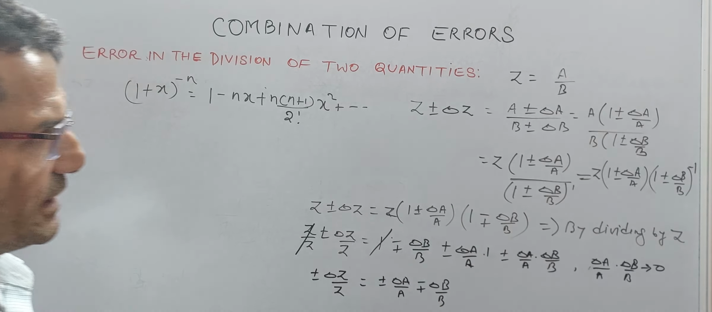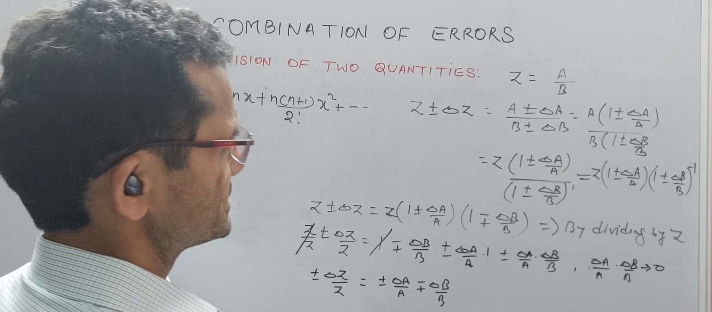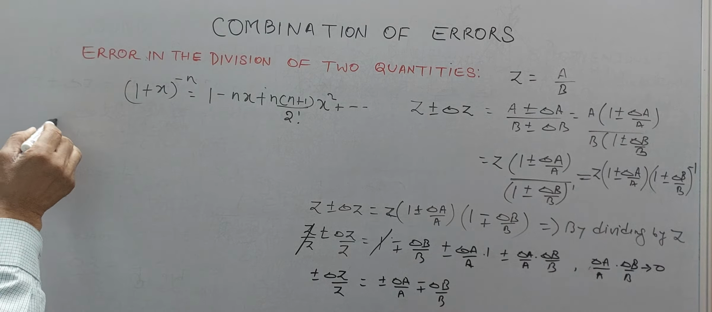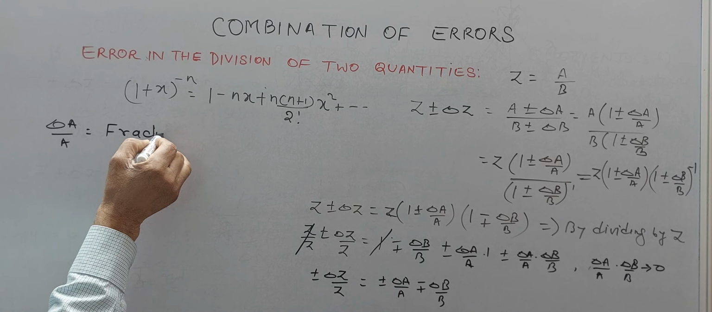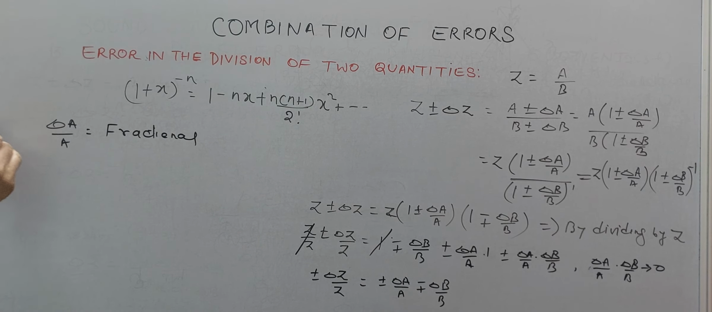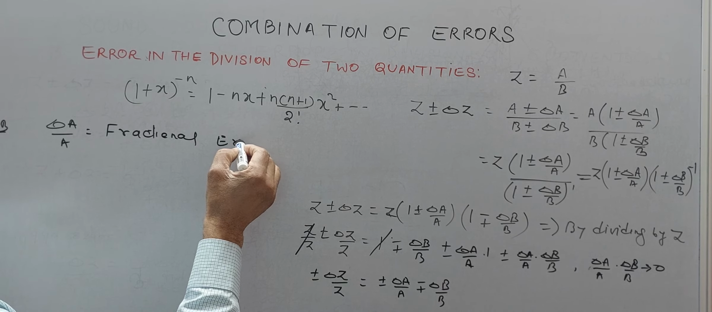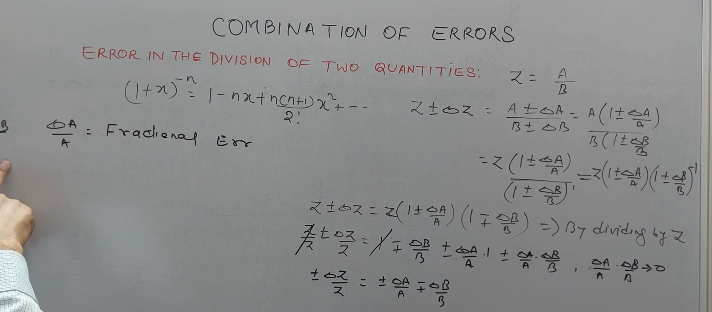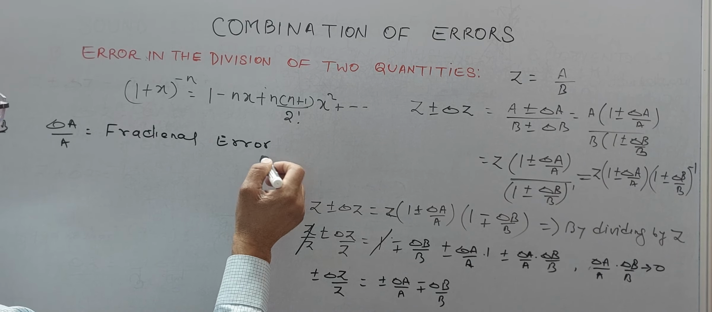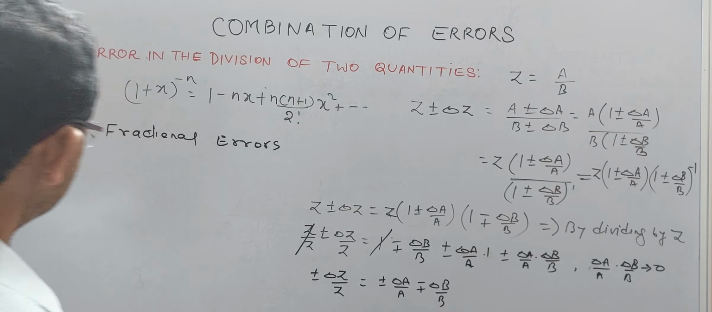in Z. So for the maximum error in Z, we have to consider only the maximum error in A and B. Since this is delta A upon A, such a quantity is known as a fractional error. Also delta B upon B and also delta Z upon Z, all are the fractional errors of the respective quantities. This is the fractional error in A, this is in B, and this is in Z. So all are fractional errors, and we need only the maximum fractional error. So the maximum fractional error will be here.